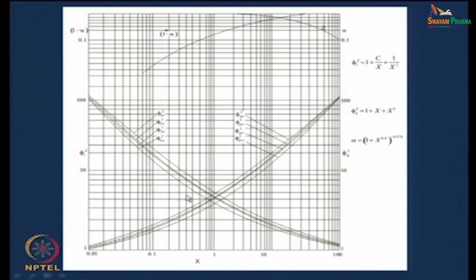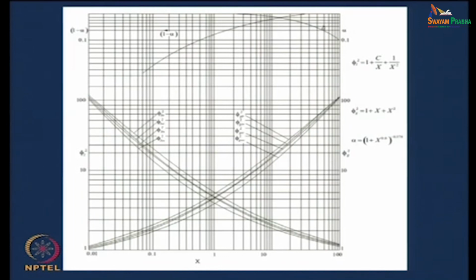Accordingly, you select one particular curve from this family of curves and then from there you come to the y axis, you find out phi L square or phi G square, whichever you are required to find out. From there you find out the frictional pressure gradient. So, this is the actual situation which is usually done in this particular case.